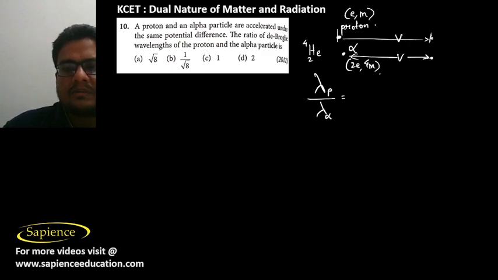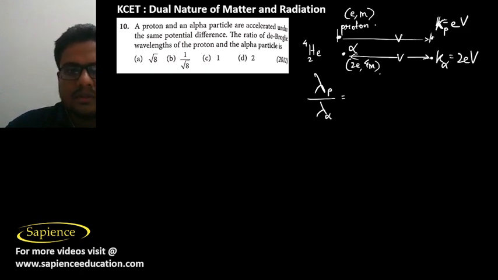So when it is accelerated by the same potential difference, then the kinetic energy gain will be the same. The kinetic energy gained by the proton will be equal to charge times the potential difference, that is eV. And the kinetic energy gained by the alpha particle will be equal to the charge times the potential difference, that is 2eV.